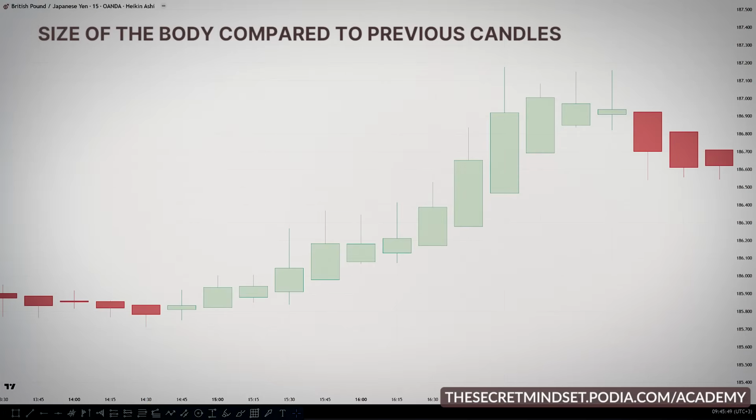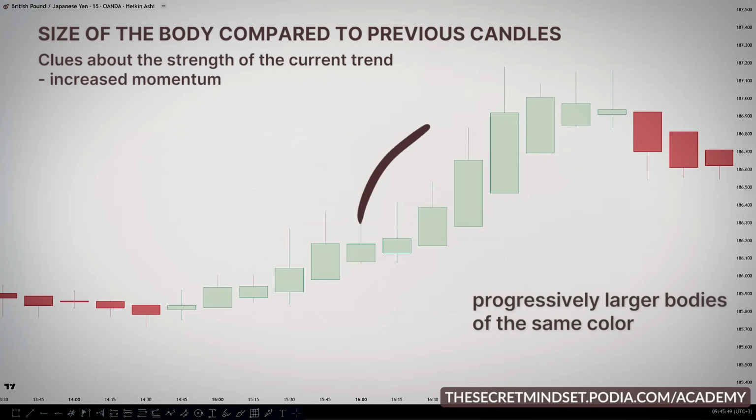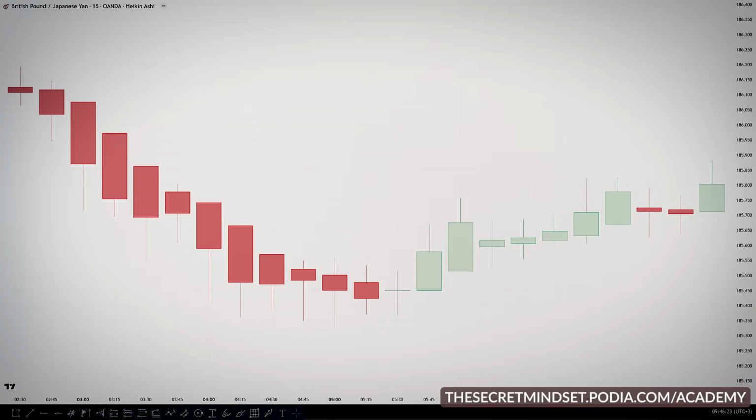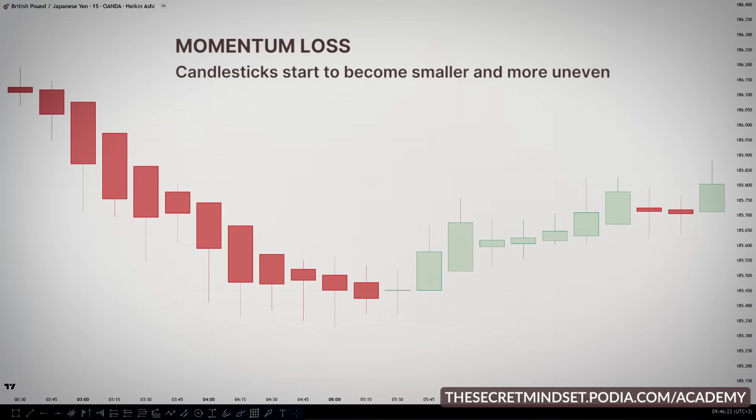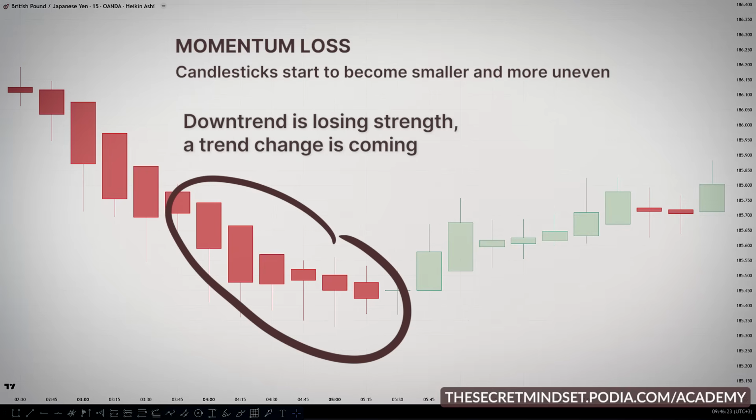The size of the body compared to previous candles can also give you clues about the strength of the current trend. If you see a series of candles with progressively larger bodies of the same color, it often indicates a strengthening trend. This means increased momentum. You can also easily find instances of loss of momentum, like in this example, where the market was in a downtrend and the candlesticks started to become smaller and more uneven. This is the first sign that the downtrend is losing strength and a trend change is coming.